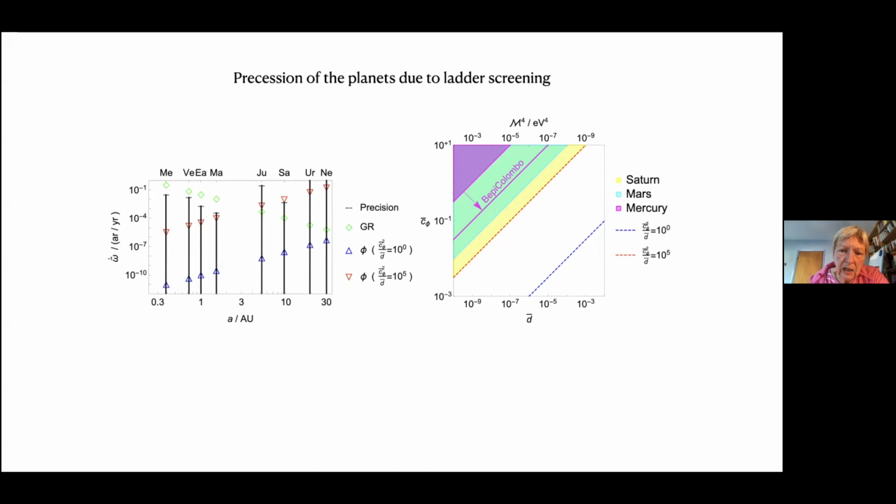This allows us to look at constraints on parameters coming from the precession of the planets. The current constraint coming from Mercury is up here, in the parameter of the disformal coupling M and the conformal coupling, which I called beta squared previously. And a new mission, BepiColombo, will give us constraints down here. Interestingly, we have a lot of data now from Cassini for Saturn, and this gives us our constraints here.